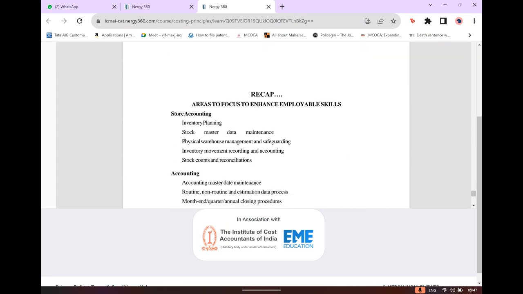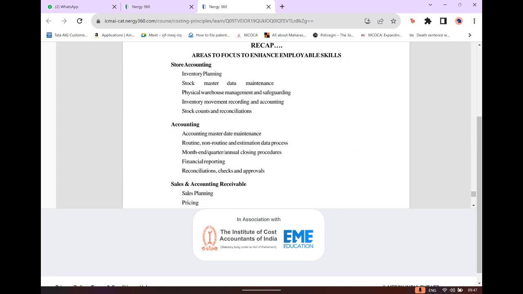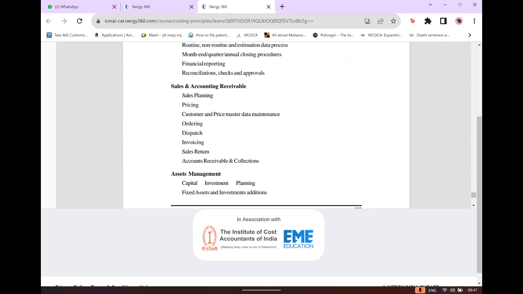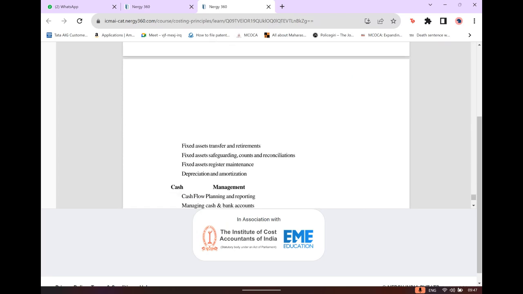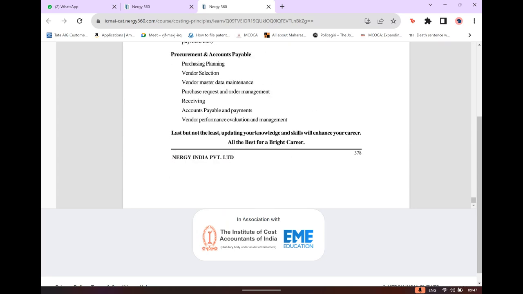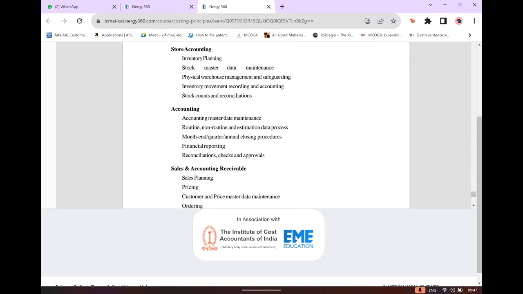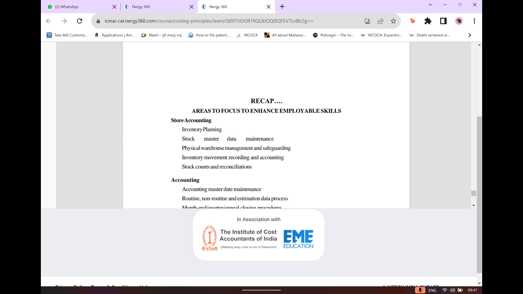And we also saw what your employable skills are as a stores accountant, as an accounting person, as a sales and accounts receivable person, in asset management, cash management, payroll, procurement. So all these areas we have seen what the role is. In stores, you do inventory planning, stock master data maintenance, then physical or warehouse management, inventory movement, stock counts and reconciliations you do.